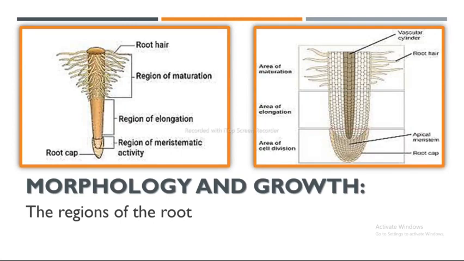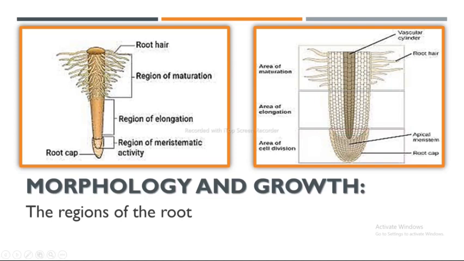Morphology and growth. Again, there are two figures. These are the regions of the root. In the first figure, you can see that this is the root hair. After the root hair, you can see the region of maturation. After this, you can see the region of elongation, and this is the region of meristematic activity. In the last, you can see this is the root cap.